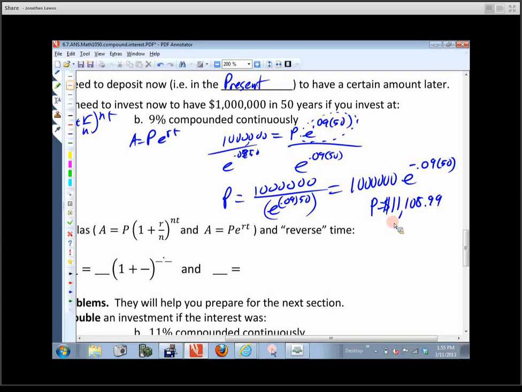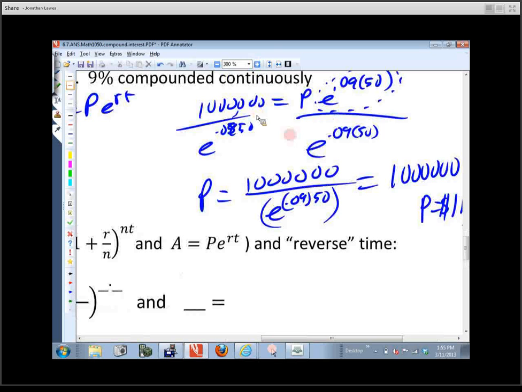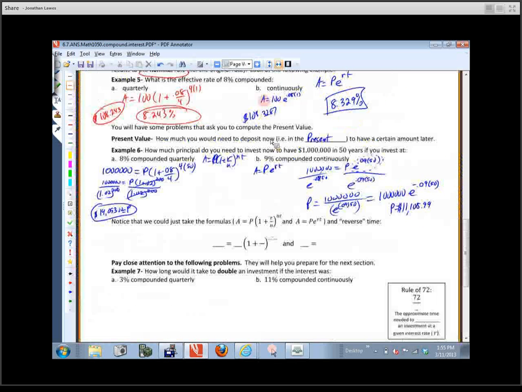What was it on the other one? Yeah, at 8% compounded quarterly, you'd need about $19,000. That compounding makes a huge difference. Now, the reason this is less is for two reasons. One, it's compounded continuously, and the other one is we got a higher interest rate. It was 9% versus 8% over here. Okay? Any questions?